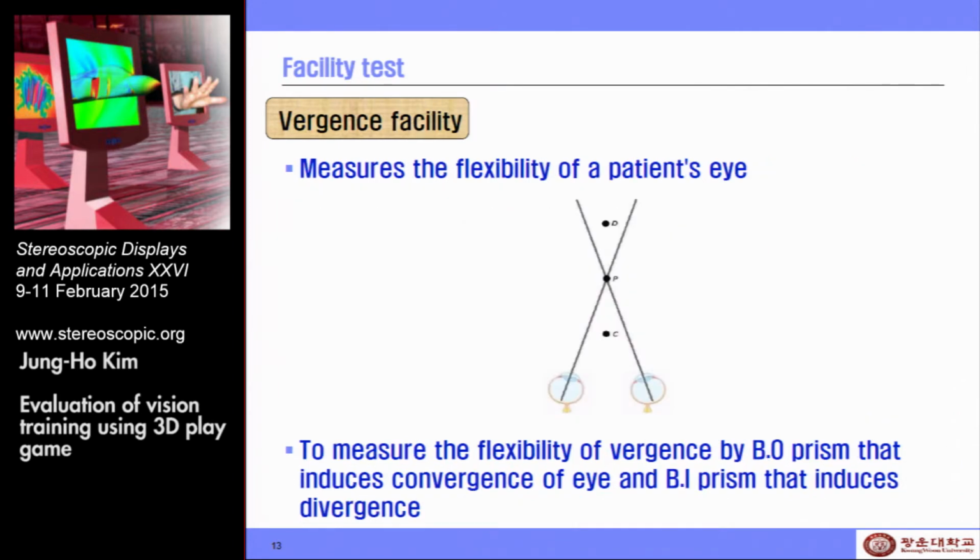Vergence partiality test measures the flexibility of a patient's eye. It tests the vergence ability of an eye to fuse when the difference of eye position changes fast. The vergence partiality test measures the flexibility of vergence by base-out prism that induces convergence of the eye and base-in prism that induces divergence.